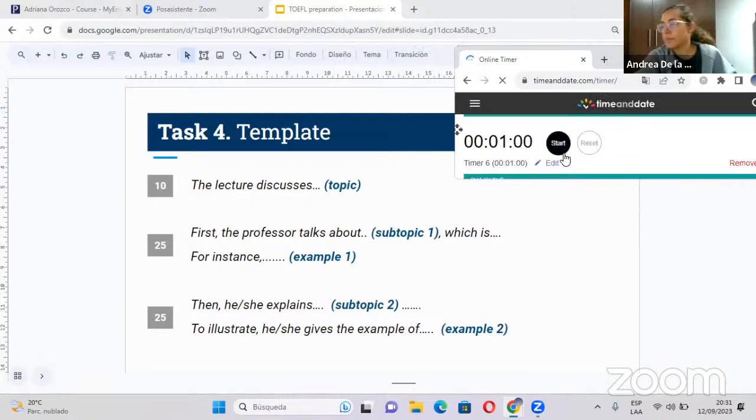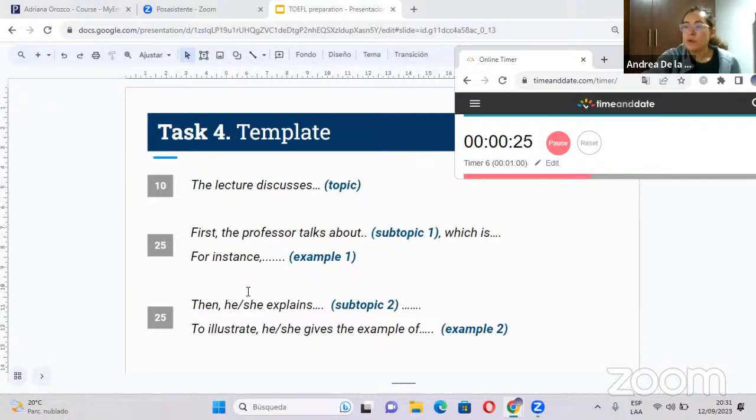Okay, guys. So it could be something like this. The lecture discusses the 2 major factors of product quality. First, the professor talks about reliability, which is defined as the absence of defects in a product or when the product works the way that the consumer would expect it to work. For instance, a car will be reliable when it works the way it should, when it doesn't need repairs too soon after buying the car, and when it works as expected.